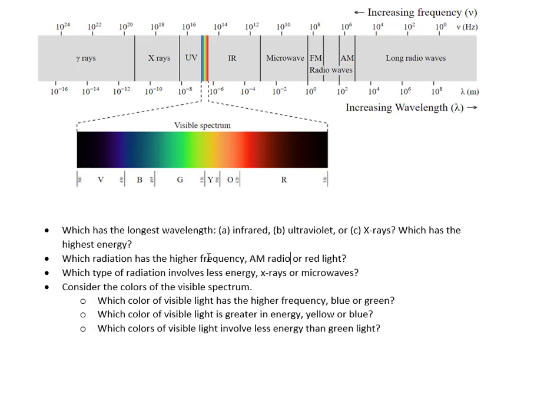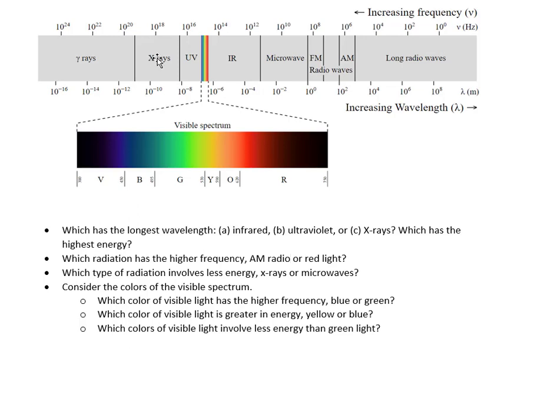Which radiation has the higher frequency, AM radio or red light? Well, let's see. Higher frequencies are associated with the left end of this figure. And AM radio is located here, and red light is located to the left of the AM part of the spectrum. The higher frequencies are associated with red light as compared to AM radio. Which type of radiation involves less energy, X-rays or microwaves? Well, X-rays are at the left of microwaves, and higher energy radiation is off to the left, so X-rays have higher energy than microwaves.